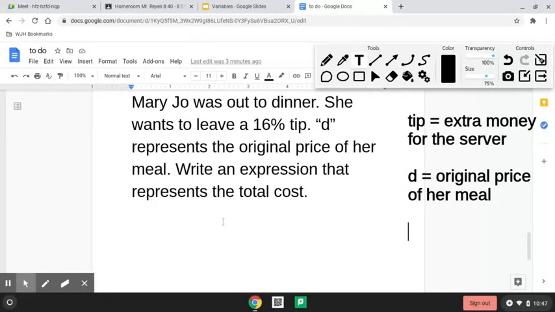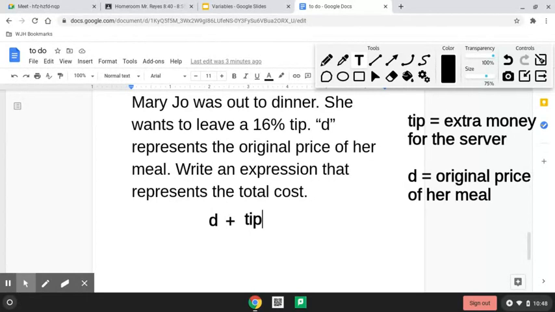and write an expression. So if you are leaving a tip, you're leaving some extra money, we can see that you are going to have a plus sign somewhere in there. And we're writing an expression for the total cost. So the total cost is going to be the original cost plus the tip, right? And we already have a variable for the original price, so we'll use that. D is the original price plus the tip.